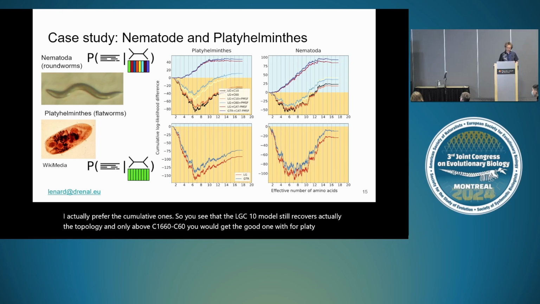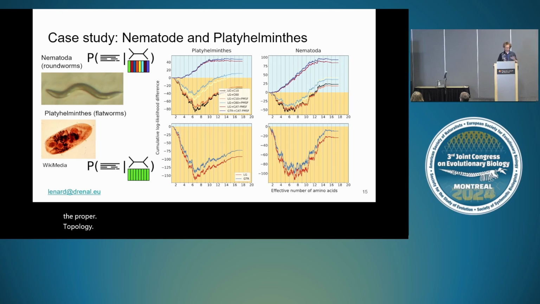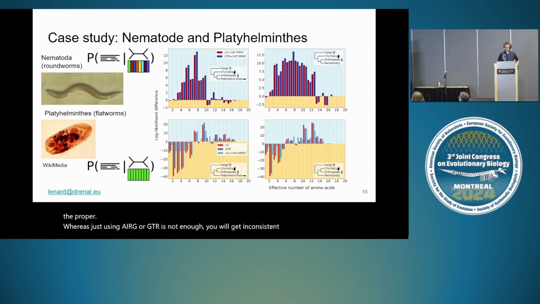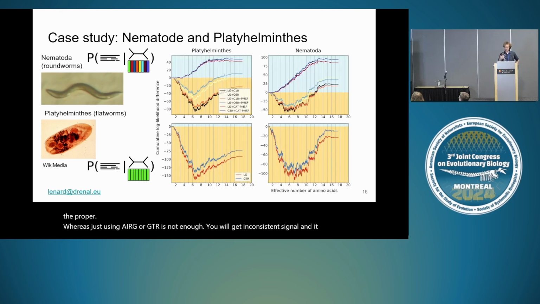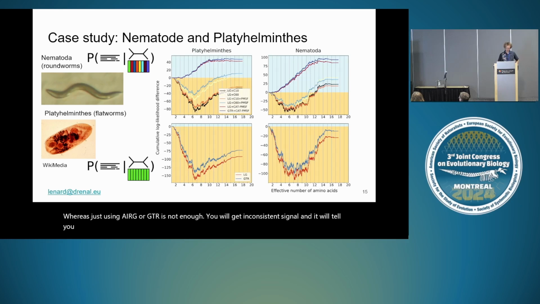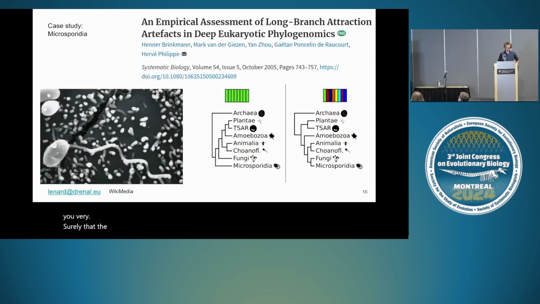Whereas for nematodes, actually even using a proper model with C10 is enough to recover the proper topology. Whereas just using LG or GTR is not enough. You will get inconsistent signal, and it will tell you very surely that the wrong topology is the good one.